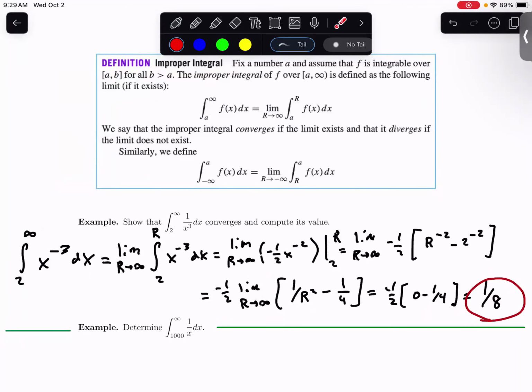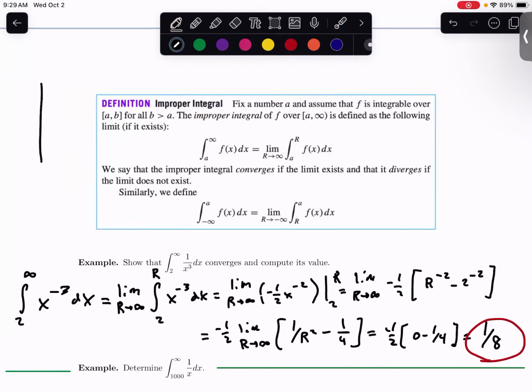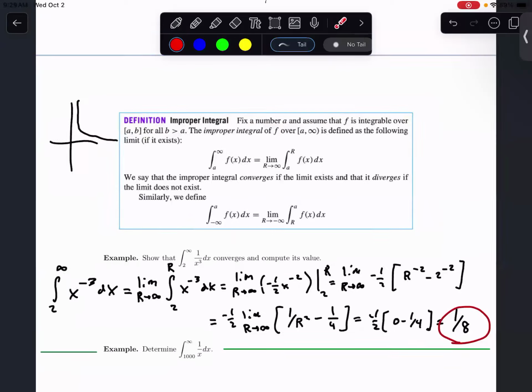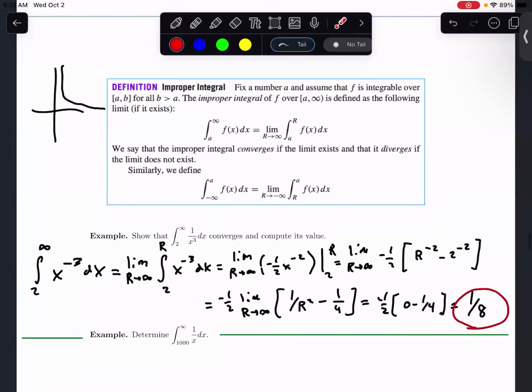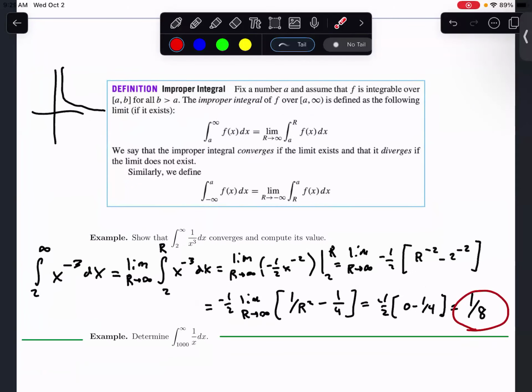Or you can just see, if you were to graph this, it would be something like this, right? And you can see that as x increases, we get closer and closer to the y-axis, so it becomes 0. Okay, any other questions?